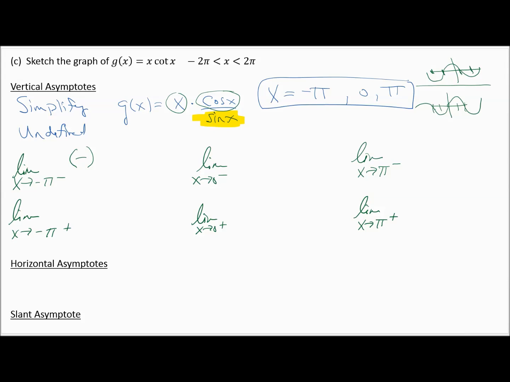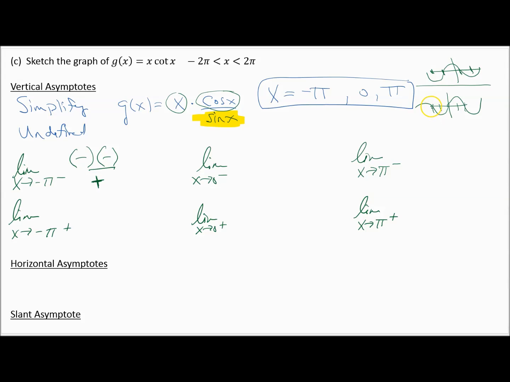So we may think about it that way, or you can just plug it in your calculator. Plug in a number just slightly less than negative pi, so negative 3.2 is a little bit less than negative pi. Make sure you're in radian mode, and when you plug that into cosine, you're going to get a negative number. When you plug that into sine, you're also going to get a negative number. And you know what? I had to think about that further. You're not going to get a negative when you plug it into sine. You're going to get a positive.